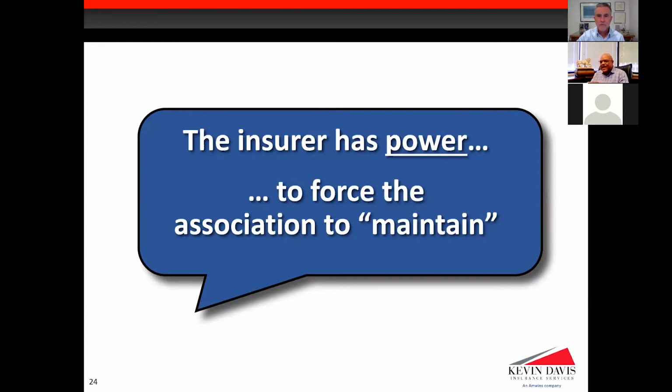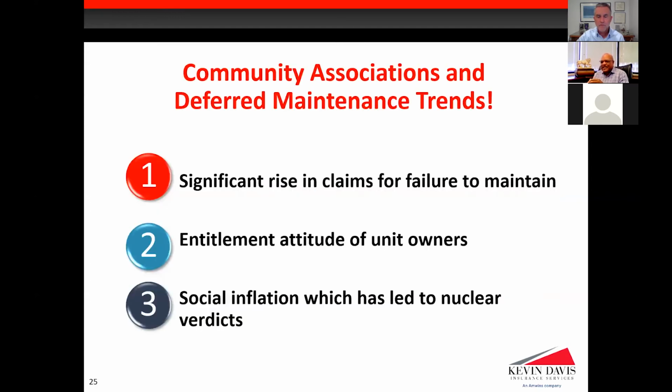And because of deferred maintenance out there, we're seeing trends. We're seeing some critical, disturbing trends that, again, from the insurance point of view, we're concerned about. The first one, especially in the older associations, a significant rise in the claims for failure to maintain. We're seeing entitlement attitudes of these unit owners, where unit owners believe that they have the right to question the board's authority to act, where they get the authority from to make these decisions in terms of budgeting and reserving. And then social inflation.